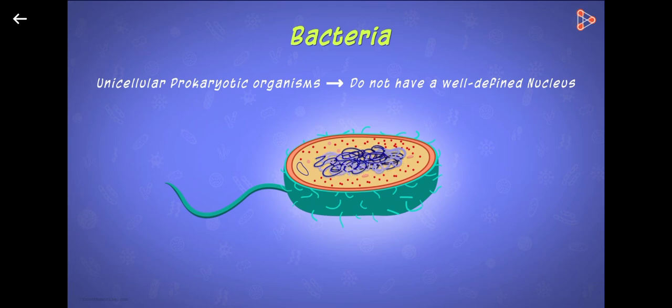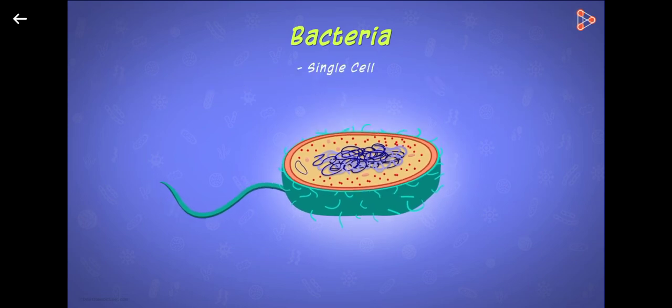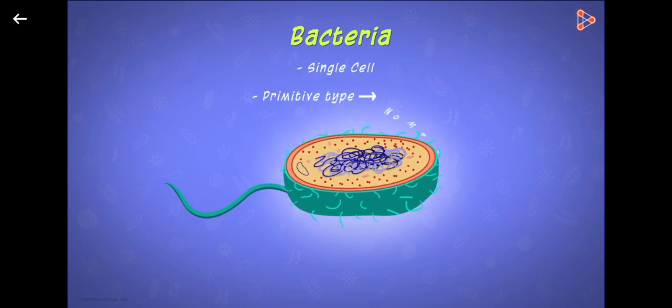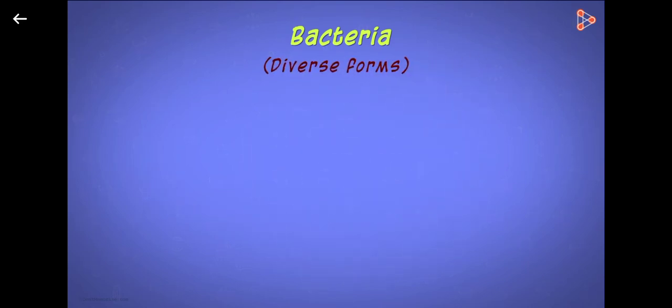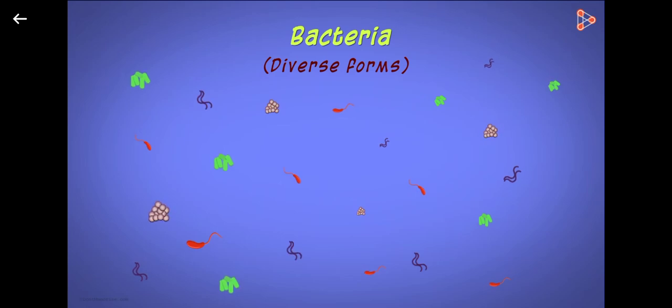So when we say that the bacteria are unicellular prokaryotes, it means they have a single cell which is of a primitive type without a well-defined nucleus. Would studying them be simpler then? Not really. Bacteria, in spite of their unicellular and prokaryotic nature, come in diverse forms. They come in various shapes and sizes and are present almost everywhere around us. So how do we study so many types?